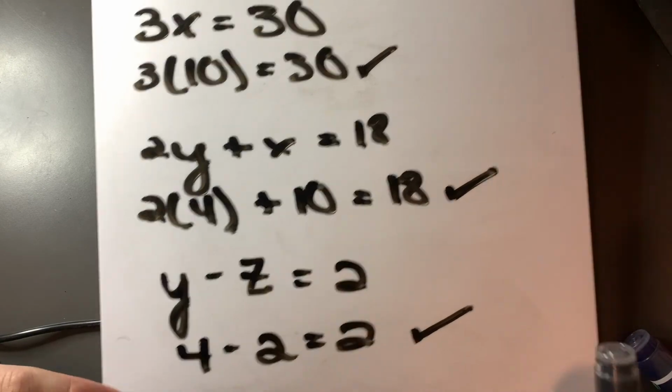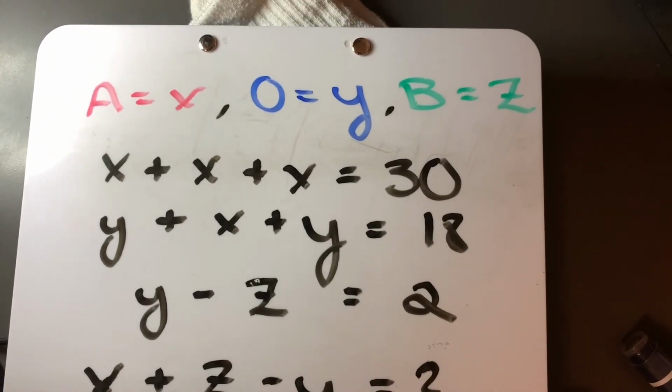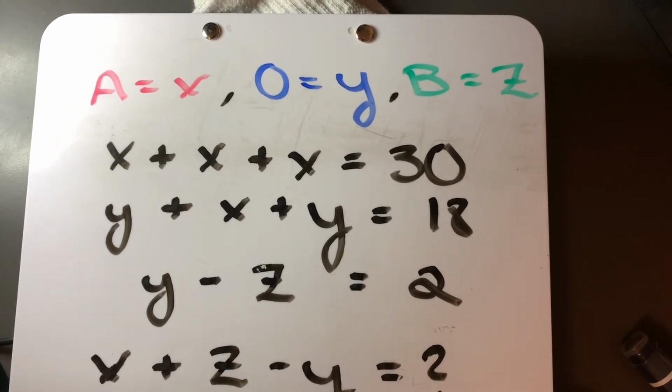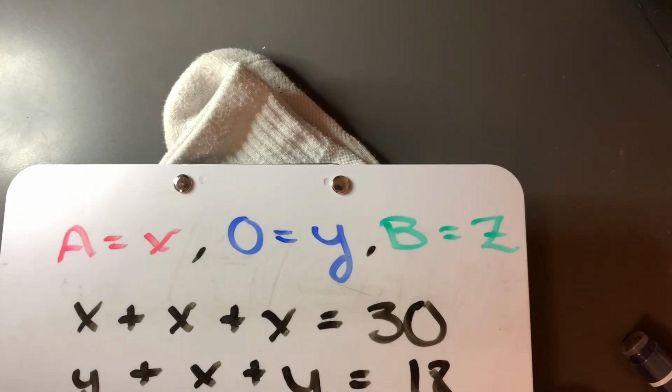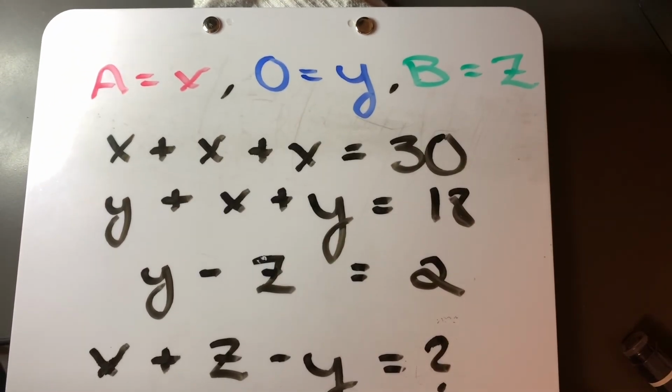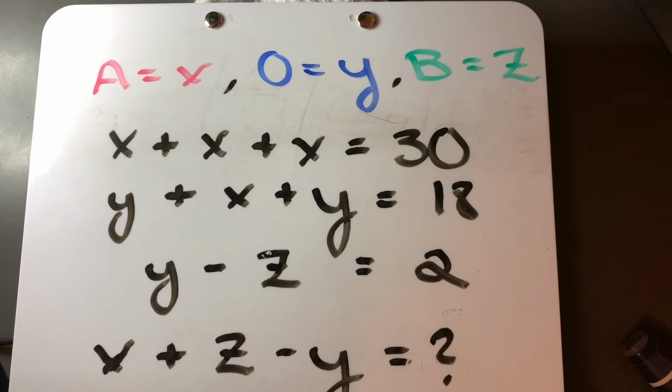So fairly simple. We've taken this layout here, originally written as apples, oranges, and bananas, rewrote it with variables, and then just went line by line and solved.